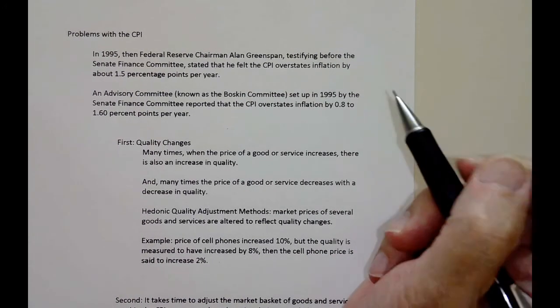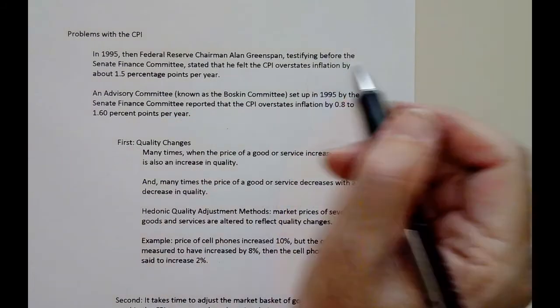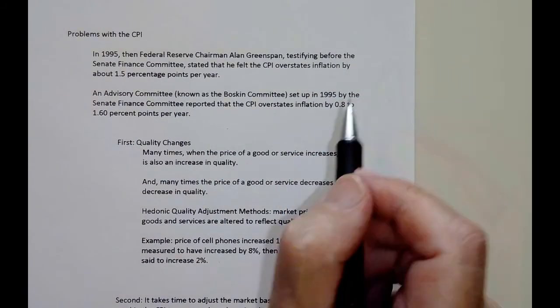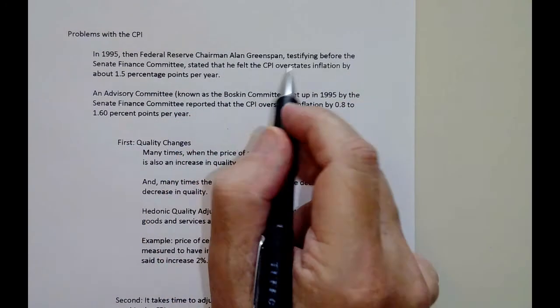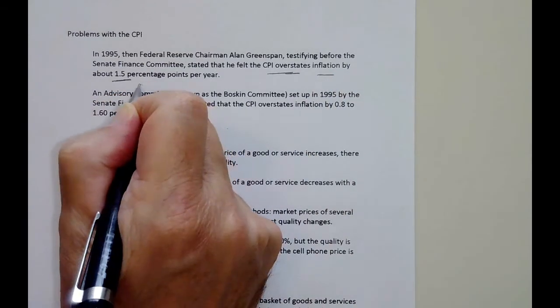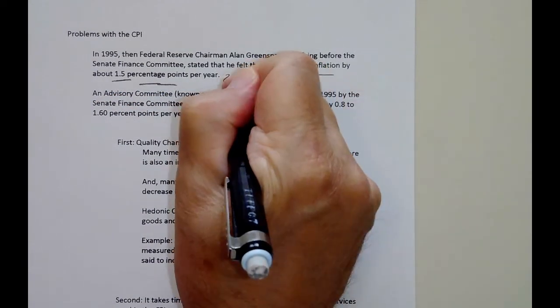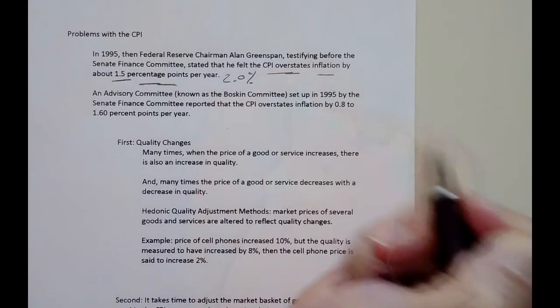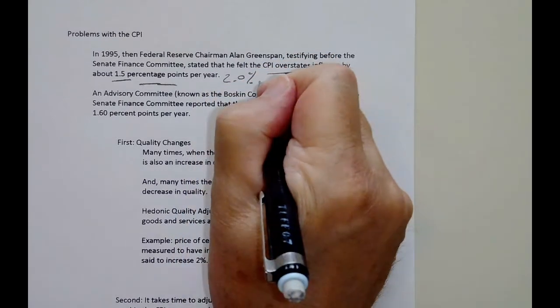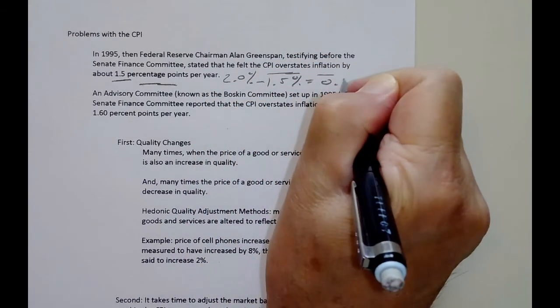And this all can be traced back to maybe 1995. A commission was set up to look into this. And this commission did a little study, and they felt that the CPI was overstating inflation by about 1.5 percentage points per year. So that means that if they say inflation is, say, 2%, 1.5 percentage points means it's actually 0.5%, which is a big difference.